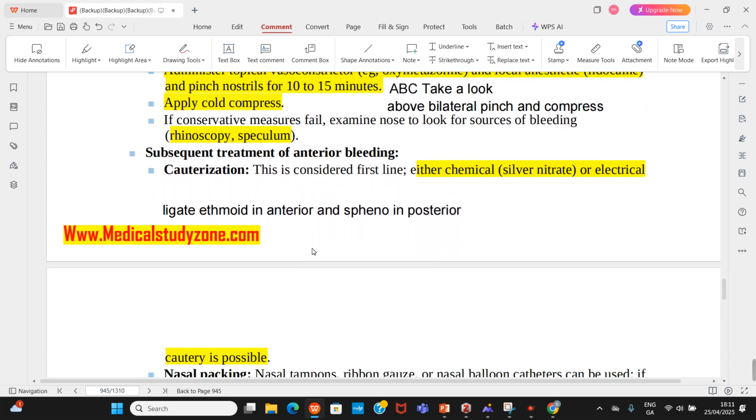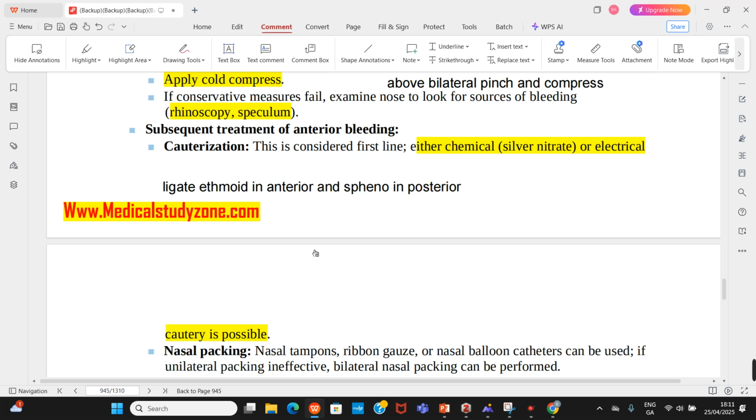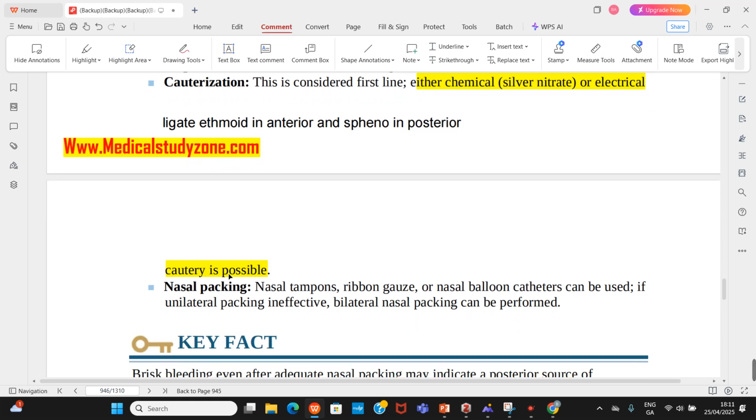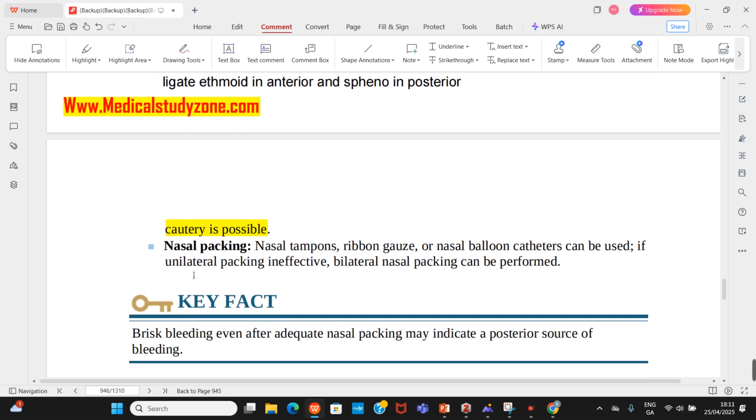So once you put in your scope or your speculum, you have to do a cauterization. And you can cauterize by using an electrical method, in which you put in something and use electricity to ablate that area. You can put in a chemical like silver nitrate to also cauterize. So if you cannot cauterize, you can put in packing. Packing can also tamponade the vessels and calm them down for some time.